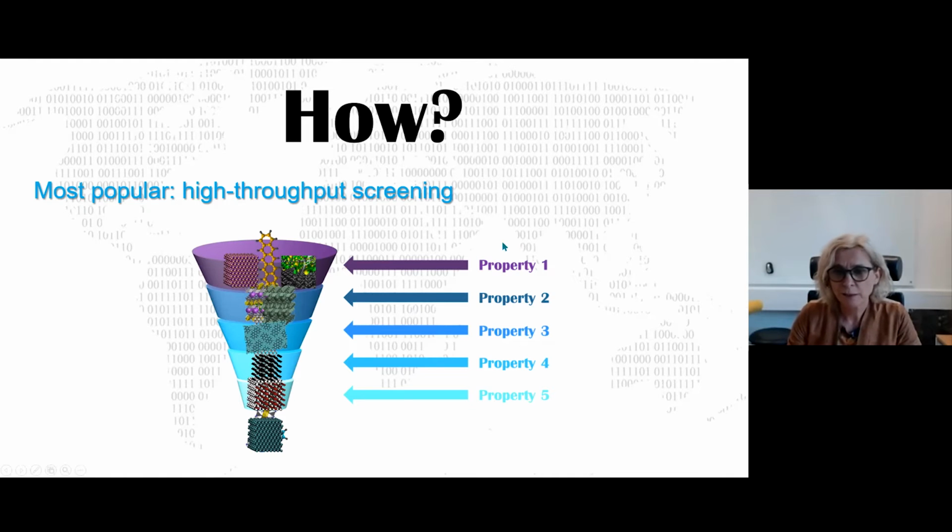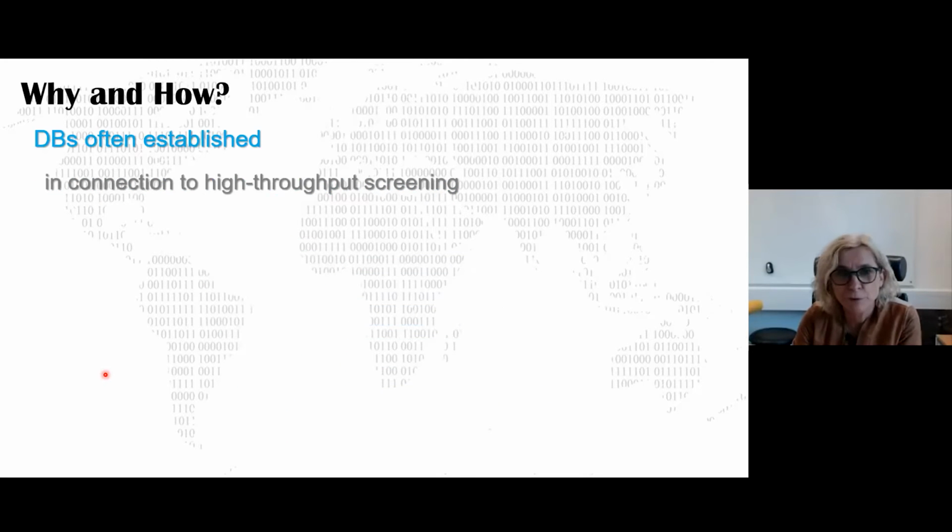So the idea is that you define the properties you're interested in, and then you take as many materials as you like, and then you see where you get in this funnel, whether these materials fulfill these properties or whether they drop out somewhere. And of course, this creates a lot of materials, either by synthesis or by experimental or by theoretical investigations. And these are typically harvested then in databases, or the information about that. So in that sense, if you combine this why and this how, then we see that databases are very often established in connection to high throughput screening.